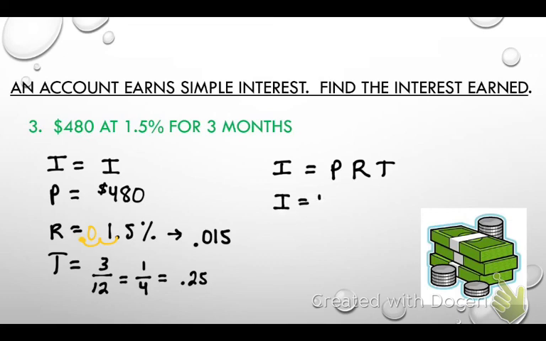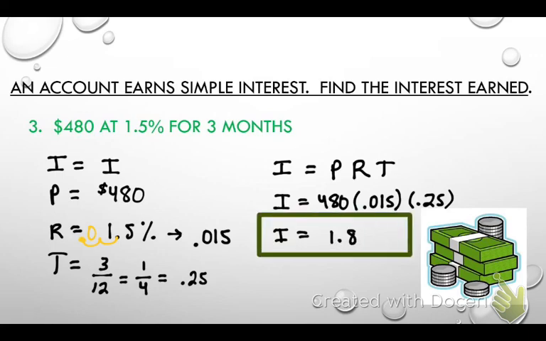So we've got I equals 480 times 0.015 times 0.25. This is what I saw from a lot of you. You plugged that into your calculator, you got 1.8, and you're like, yes, I did it. Guys, interest comes out as money. So you need to have a $ sign. But beyond that, a lot of people left it on their test like this.